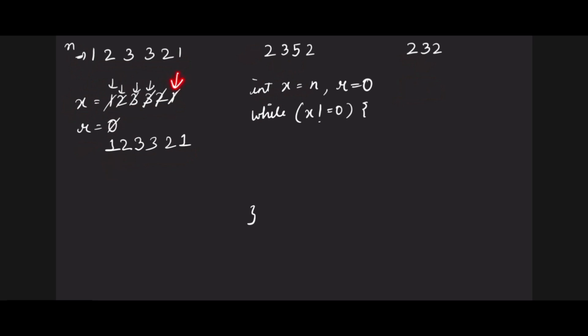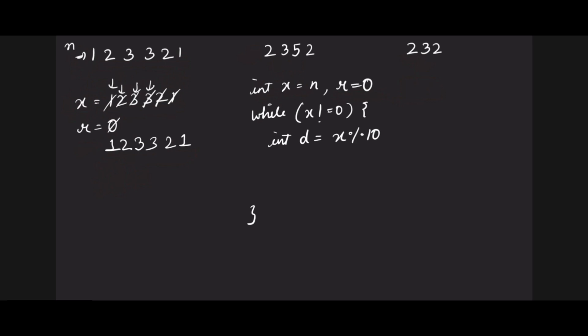Now how do we get the last digit from a number? If we take its modulus with 10, we get the last digit. So we get digit equals x modulo 10. This will give you the last digit. Now this digit has to be added in r, right? Initially your r is 0. But we cannot simply add that digit to r.